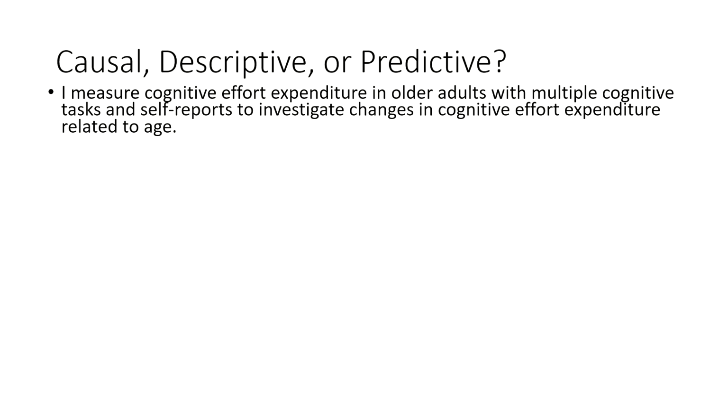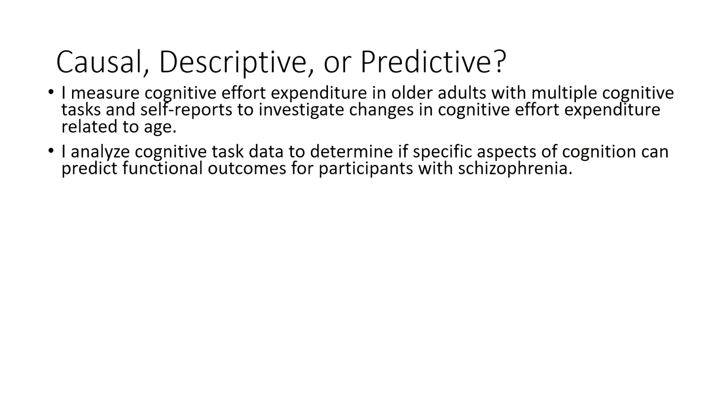And so in this case, the key phrase here would be to investigate changes in cognitive effort expenditure related to age. And in this case, I'm just investigating these relationships and describing them. So this example would be a descriptive study. I also analyze cognitive task data to determine if specific aspects of cognition can predict functional outcomes for participants with schizophrenia.